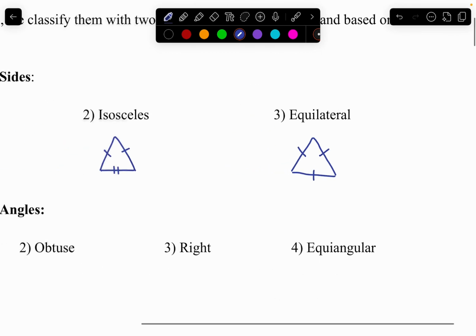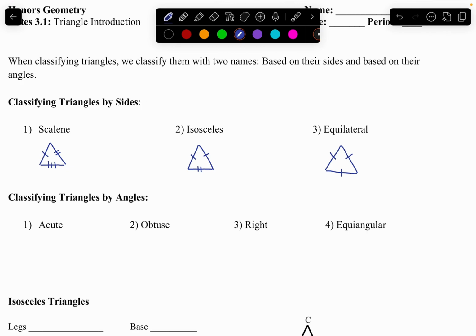So those are our three options, okay? We either have a scalene, an isosceles, or an equilateral triangle. Scalene is one of the most common triangles we'll see, followed by isosceles, followed by equilateral.